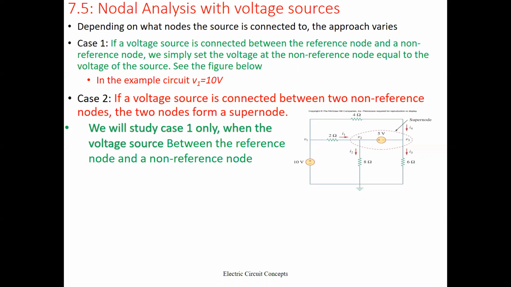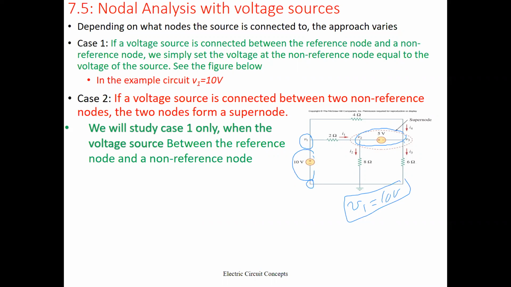So there are 2 cases. One case is when the voltage source is on the side between a non-reference node and a reference node. In this case, V1 is equal to 10, so we get one of the solutions. But if we have it in between V2 and V3, where both are non-reference nodes, that will be a little bit difficult, so we're not going to cover this case.